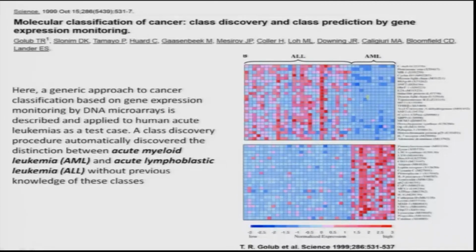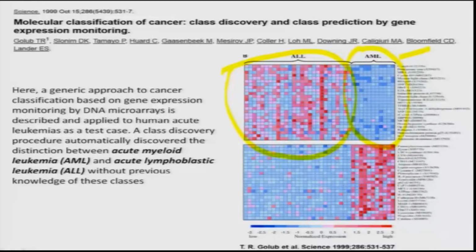They use this microarray to look at gene expression, and they have used leukemia as the model. They have looked at two types: acute myeloid leukemia and acute lymphoblastic leukemia. These are subtypes, and they are able to show that certain genes are expressed in a very distinct way in ALL as compared to AML.